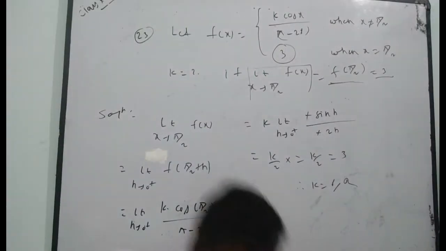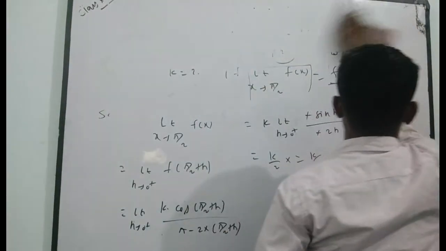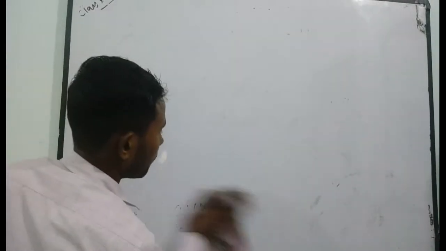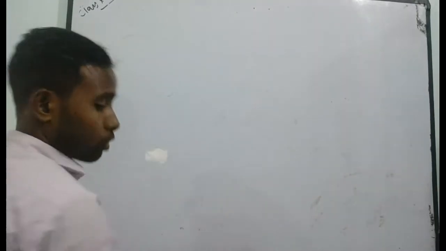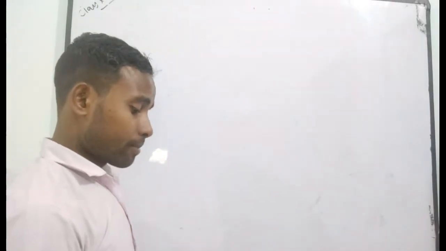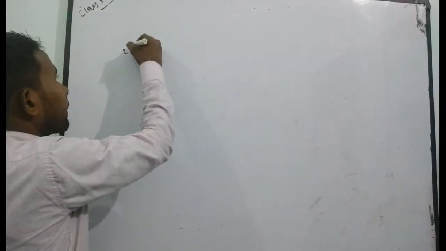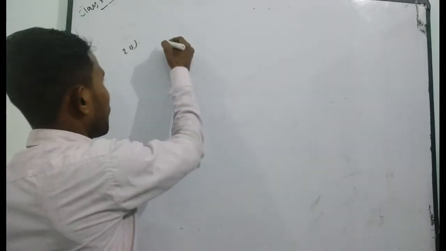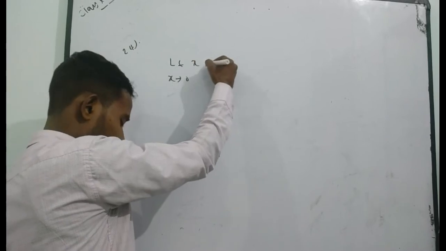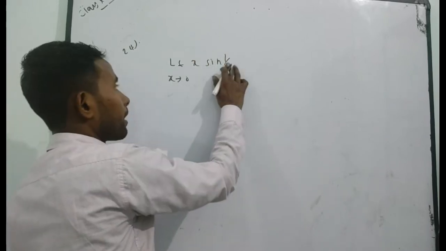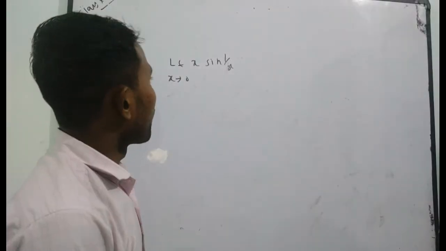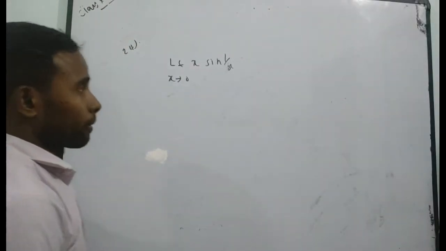Now take the next problem for you. Question 24 is a good problem for you. See here, sometimes this question is asked many times in your board. So carefully see. Limit x tends to 0, x into sin 1 by x. You have to evaluate the value of this function, how can you solve?